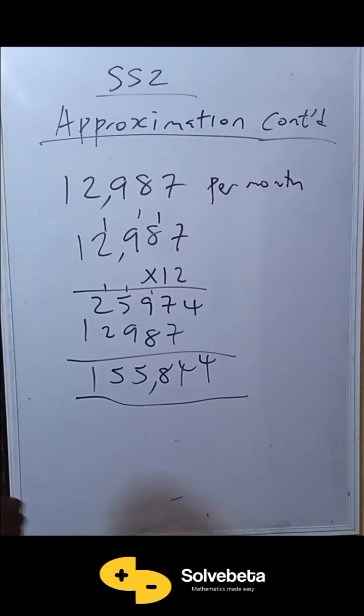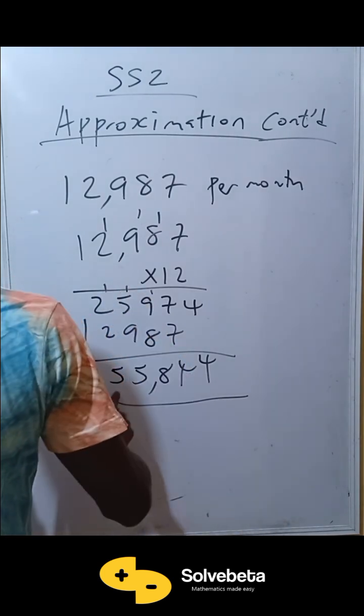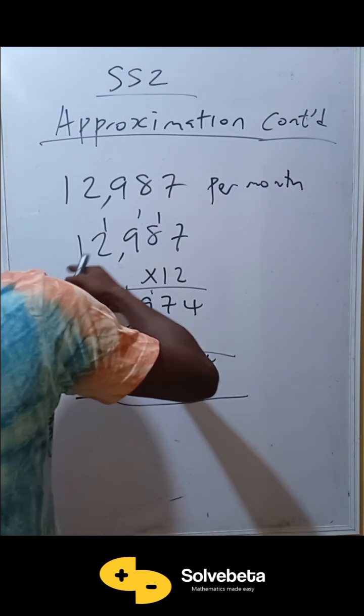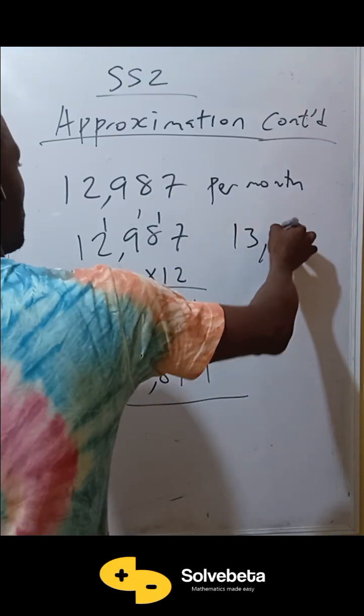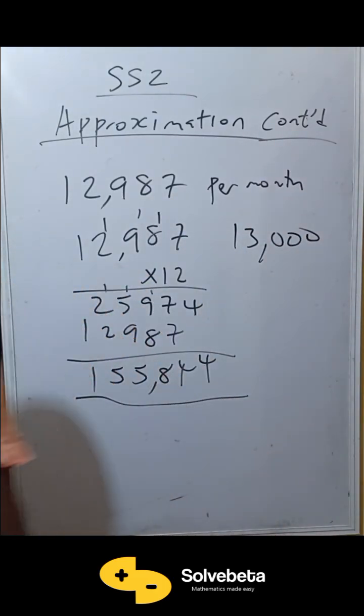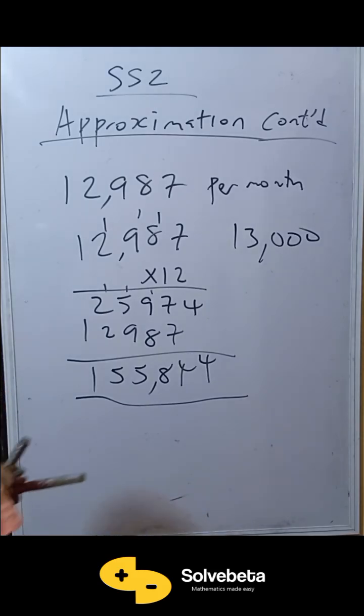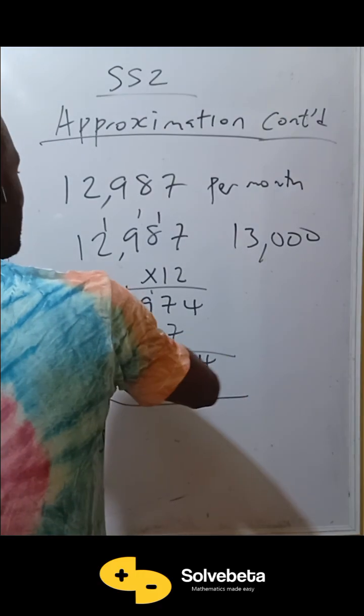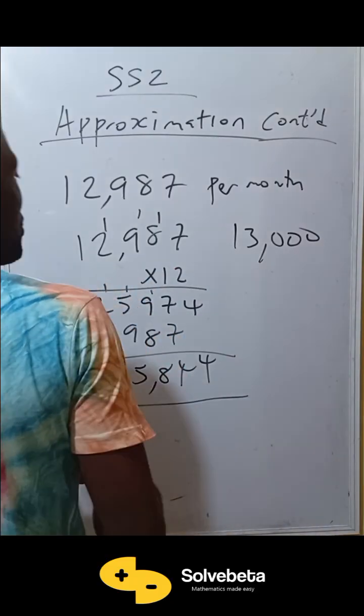But you know, you can do this. Instead of calculating this, you can say I earn an estimated 13,000, because you can round this up to the nearest 1,000. So if you now round this up to the nearest 1,000, it will be 13,000.